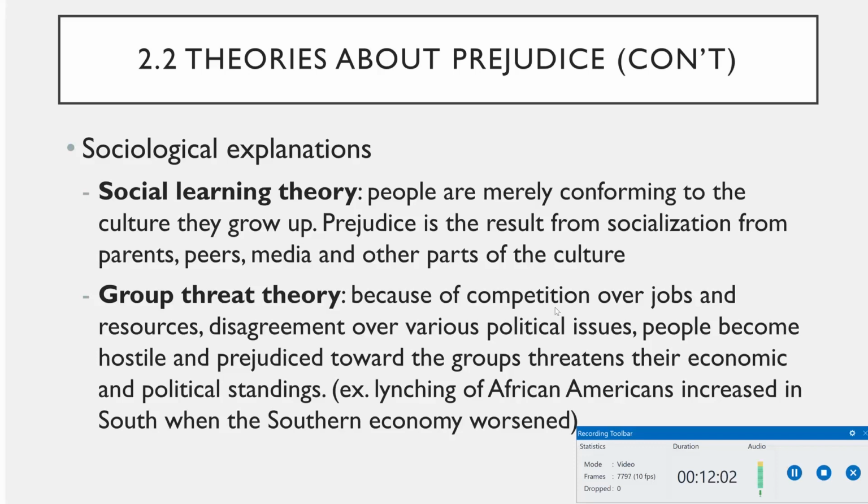The first example is lynching, the number of lynchings of African Americans in the southern area of the U.S. When the South had good economic conditions, the number of lynchings of African Americans decreased. However, in contrast, when the southern economy worsened, the number of lynchings increased. Because of social and economic conditions, they felt different levels of threat from other races, so they had different levels of prejudice based on the threat level.